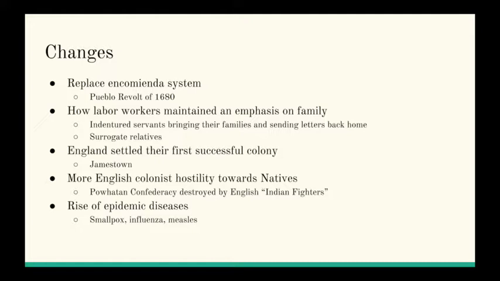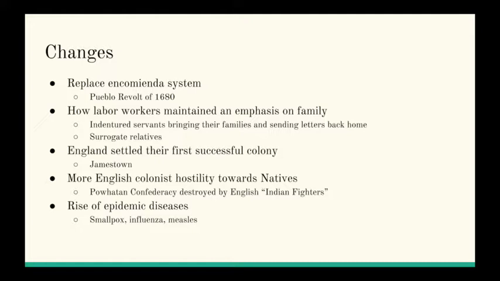You see more hostility towards natives from the English colonists because before they kind of wanted to maintain separate from them, but as time moved on and they had to expand their lands and they got closer and closer to the natives, you had the Powhatan Confederacy that was destroyed by the English Indian fighters, so we see them more hostile.